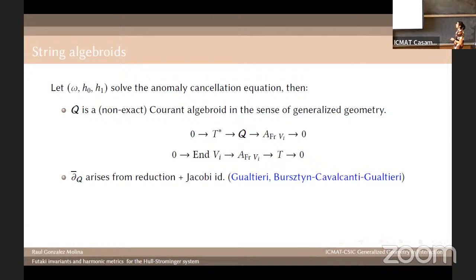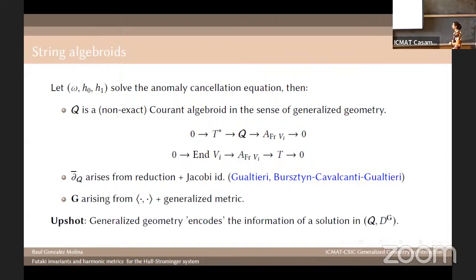Now these admit a natural pairing and a bracket, and also the holomorphic structure is given by a procedure of reduction plus the axioms of the Jacobi identity for the bracket. This is a procedure that was first understood in a series of articles by Gualtieri and Bursztyn, Cavalcanti, and Gualtieri. And also, the rest of the structure is natural in the sense of generalized geometry. So this metric is produced just by the pairing and a choice of generalized metric. Okay. So I don't want to be too technical about this. I have to progress. But I will discuss the details afterwards.